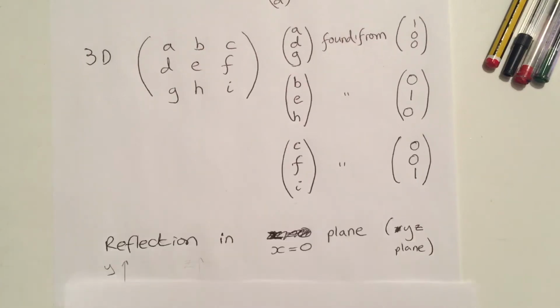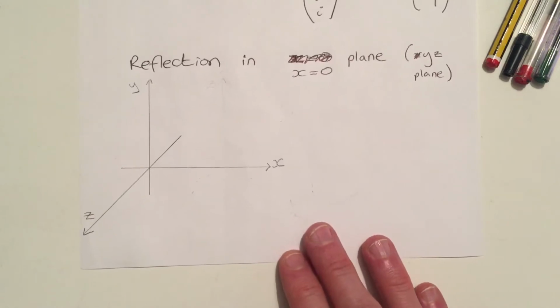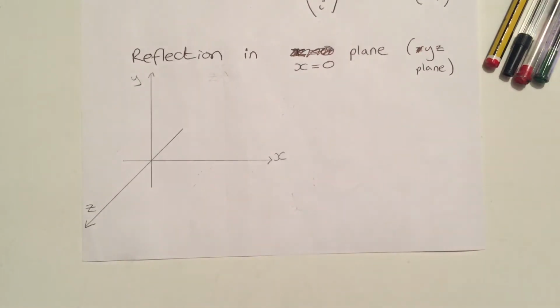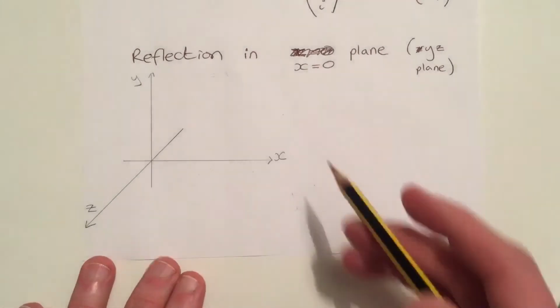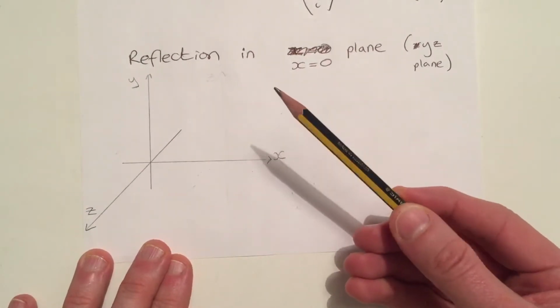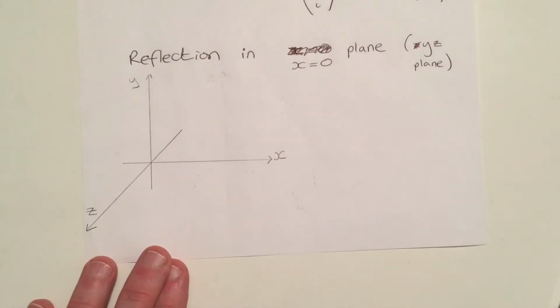So if we consider a reflection, so let's just focus on reflections for now. You can see I've drawn out a set of 3D coordinates there. And let's say that in this case here, I want to work out what's the matrix that represents a reflection in the x equals 0 plane.